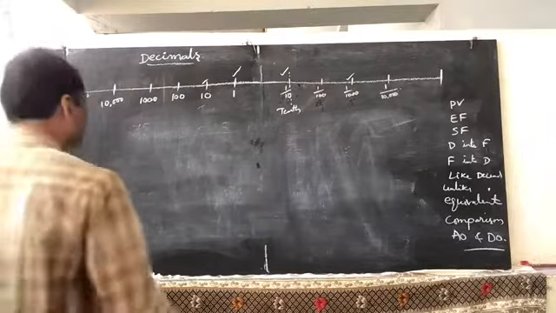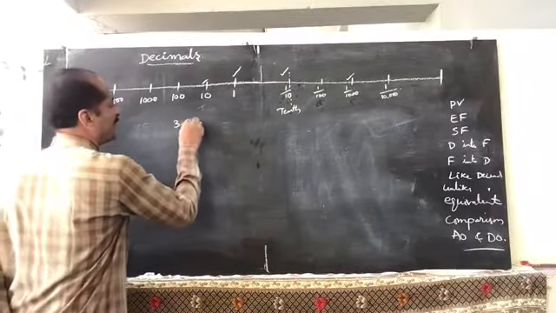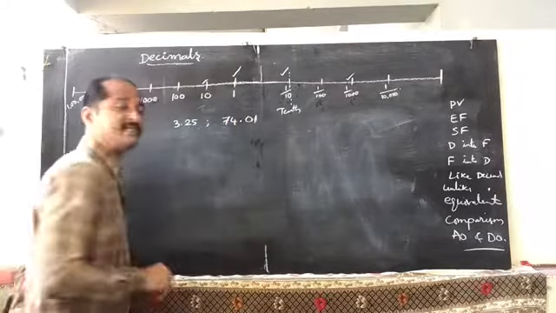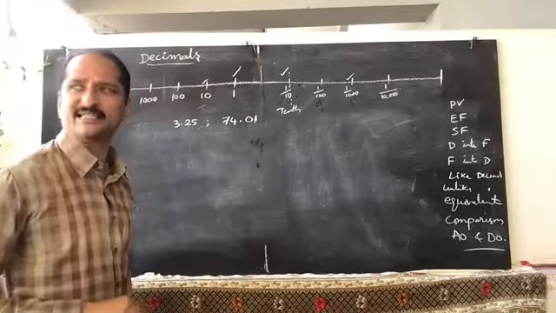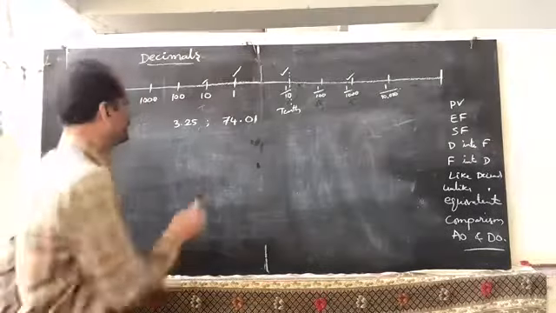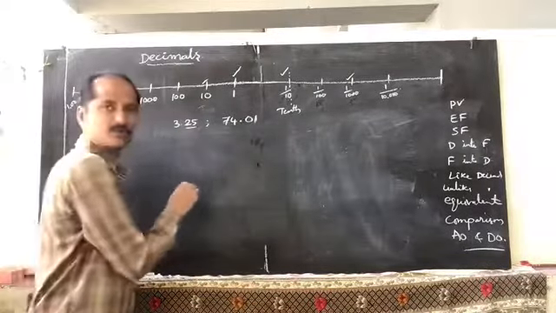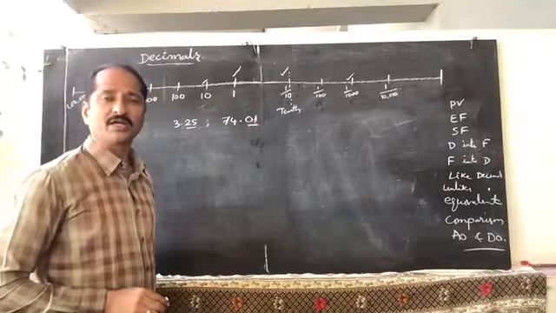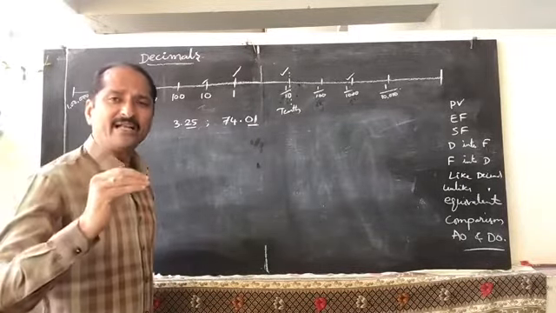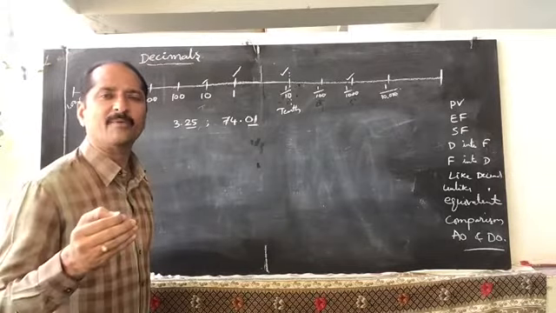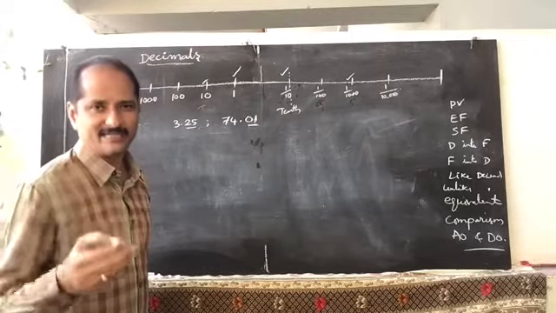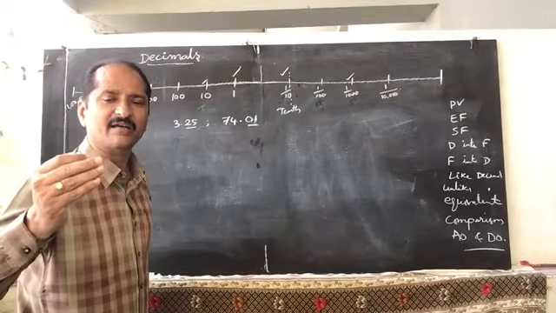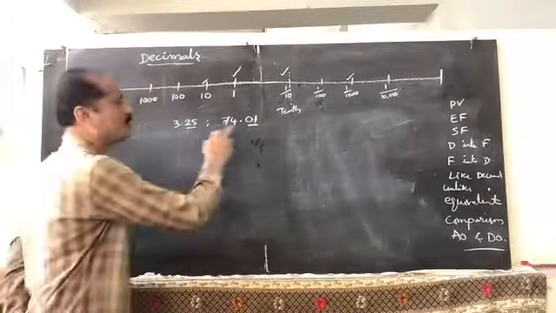For example, 3.25 and 74.01. These two are like decimals because the digits in the decimal part are equal. The number of digits in the decimal part here is equal to 2. Here also the number of digits in the decimal part is equal to 2. So by comparing the digits in the decimal part, we can tell about like decimals. If the number of digits in the decimal part are equal, then we can call them like decimals. So these two are like decimals.